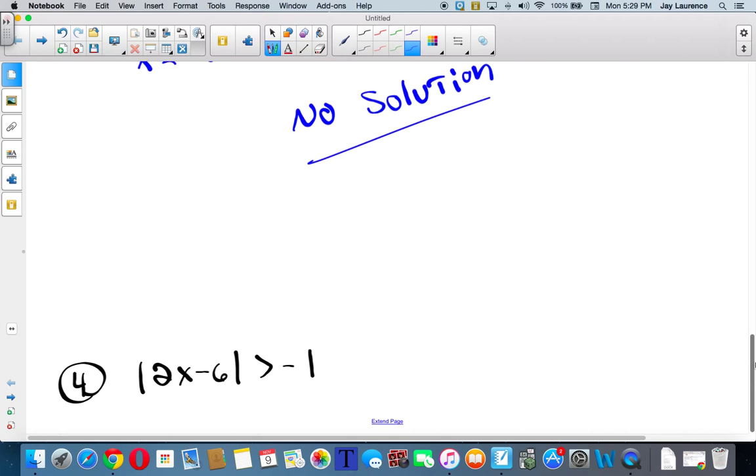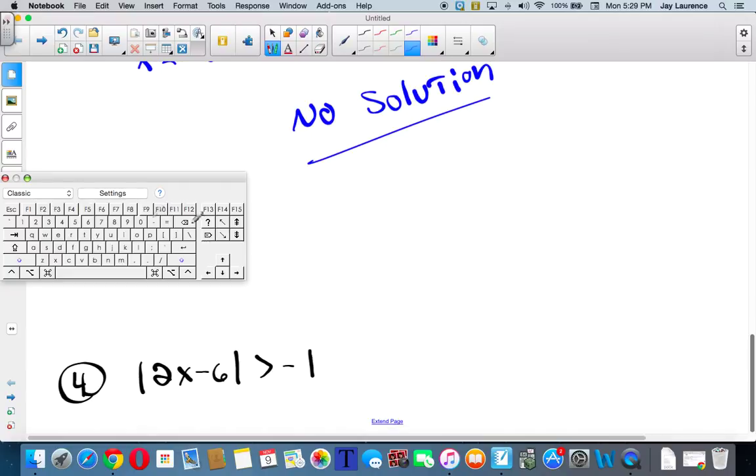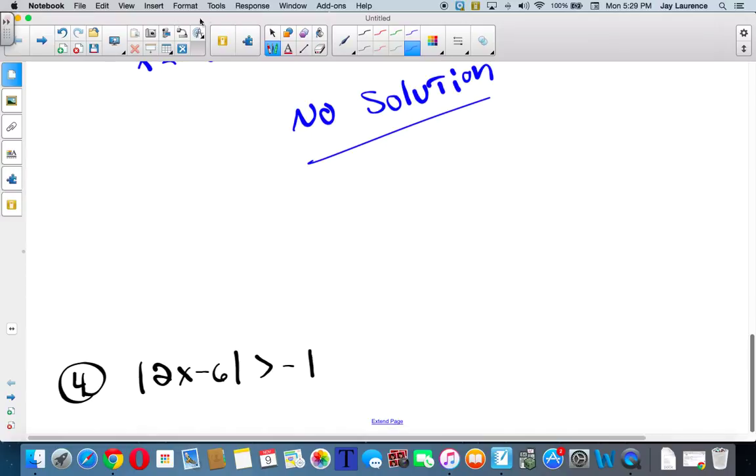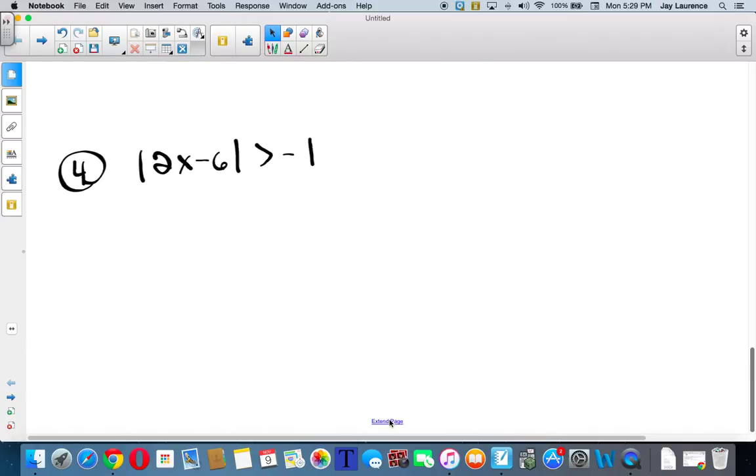All right, let's try another one here. Oh, what is this? I don't want the keyboard to pop up. Little gremlin in the system here.